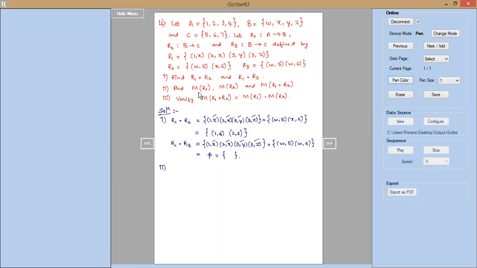Find matrix of R1, matrix of R2 and matrix R1 composition R2. So I have to find the matrices one by one. Looking into R1, R1 has the elements 1x, 2x, 3y, 3z, and R1 is a relation from A to B. So you should write down A elements across rows and B elements across columns. A has 4 elements, B has 4 elements, so the resultant matrix, that is matrix of R1, will be a 4 cross 4 matrix. So let us represent that now.